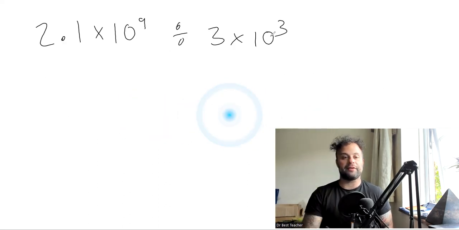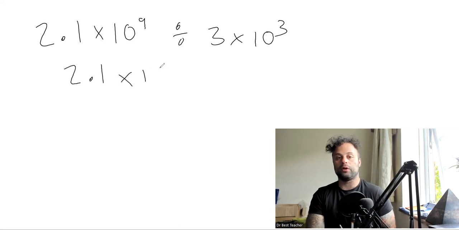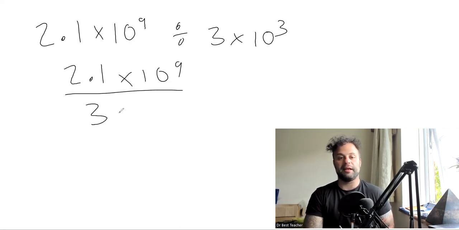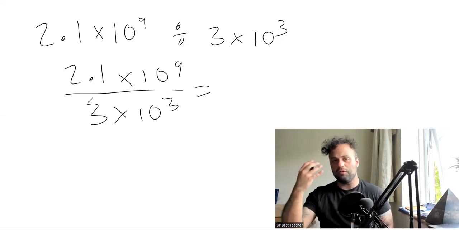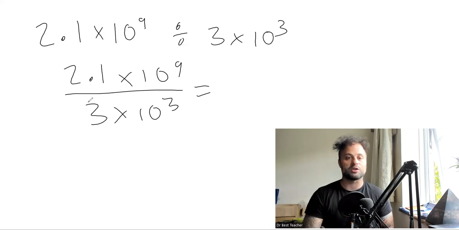Now, this is a little variation. So again, I've got this, and I'm going to write it as a fraction. So 2.1 times by 10 to the 9 divided by 3 times by 10 to the 3. Now, what you notice is 2.1 divided by 3. You can't really do it in your head. Some of you can, but let's assume you can't.